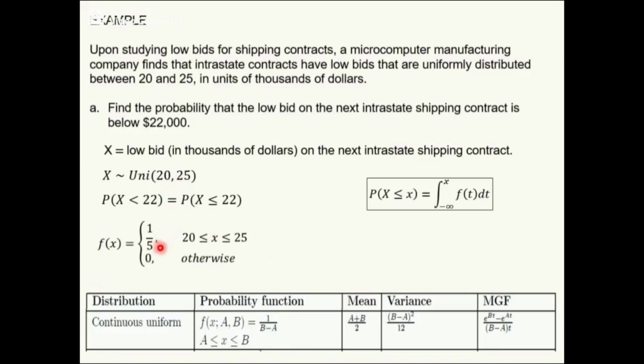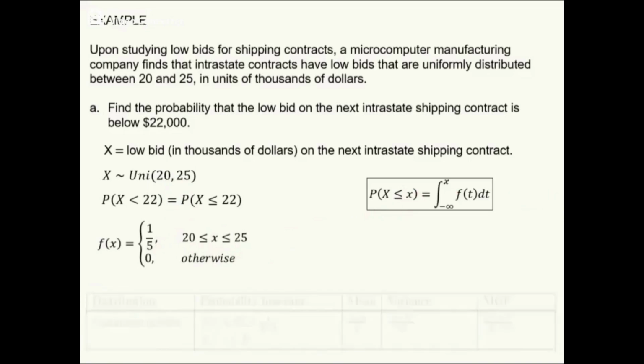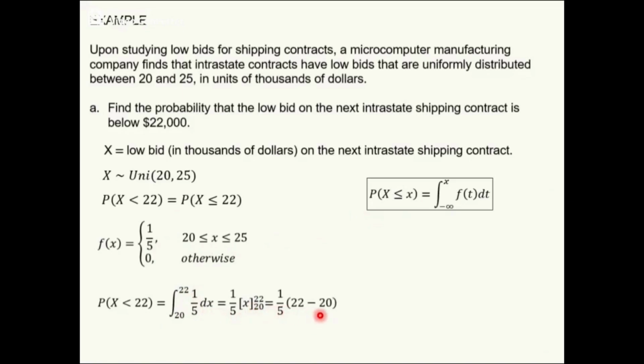Okay. So now if we directly apply this formula, we move on to this. We're going to find the area under 1 over 5 between 20 and 22. Now, if you integrate, the integral is just that x, and then if you substitute 20 and 22 in place of x, you end up with that difference, which gives you 2. So it's 2 times 1 over 5, which gives you 2 over 5.